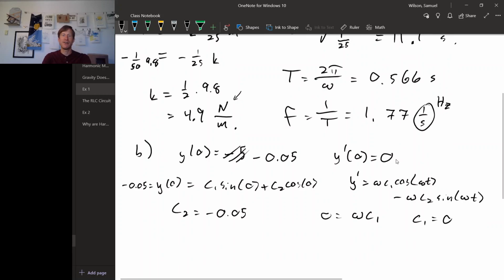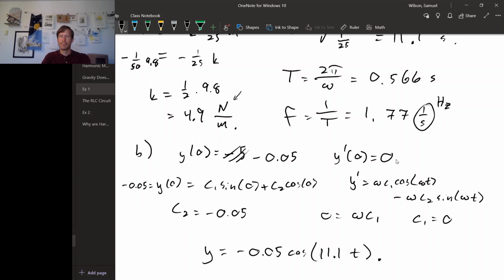And so now we have our solution to this initial value problem. y is minus 0.05 times cosine of omega t, where omega was 11.1. And there we go.